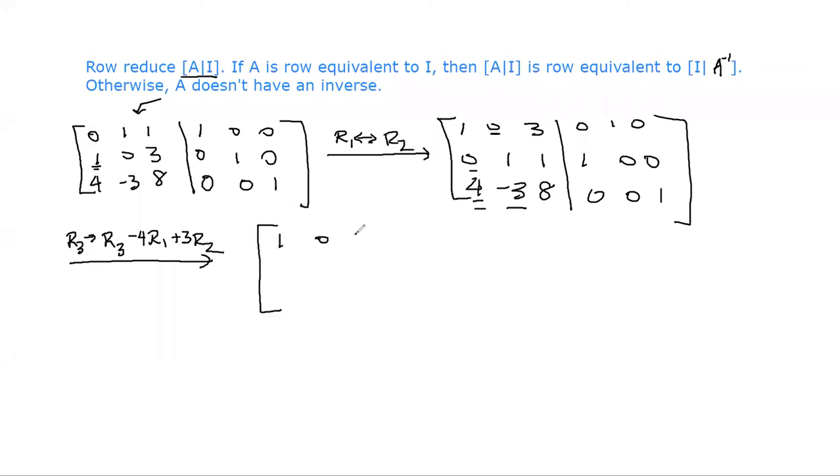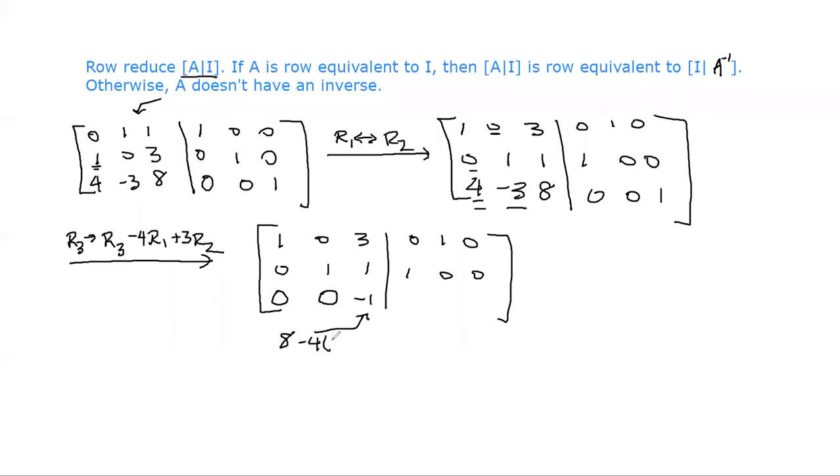Well, our first two rows stay exactly the same. And then our last row, we're getting rid of the 4 by subtracting 4 copies of row 1. We're getting rid of the 3 by adding 3 copies of row 2. And then what do we get here? This is going to be a -1. We can see this by saying, okay, we took the 8 from row 3. We subtracted 4 copies of row 1, which has a 3 in that spot. And we added 3 copies of row 2, which has a 1 in that spot. So 8 minus 12 is -4, plus 3 is -1.